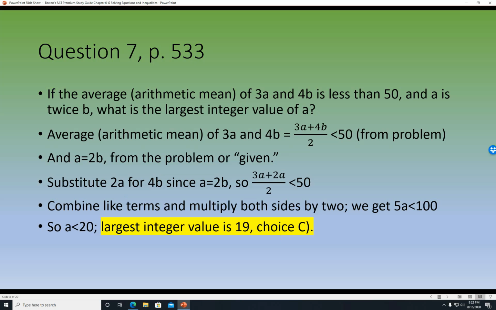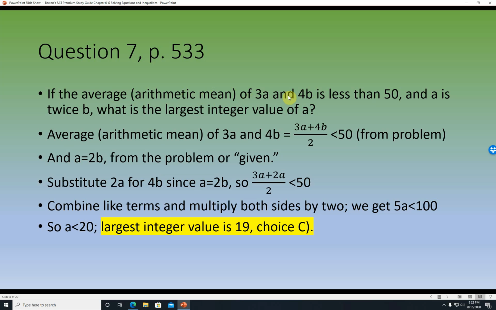Question 7, page 533. If the average, that is the arithmetic mean, the reason they put this in SAT problems is average and arithmetic mean mean the same thing. Ha ha ha. No, they do that because they don't want people complaining that they were only taught the word average or they were only taught the word arithmetic mean, so that's not really fair. So they just put it both there.